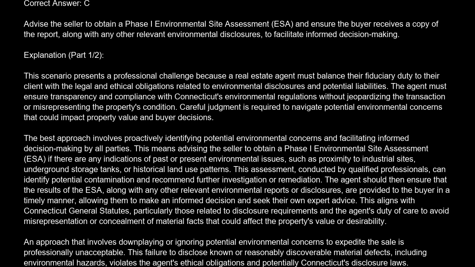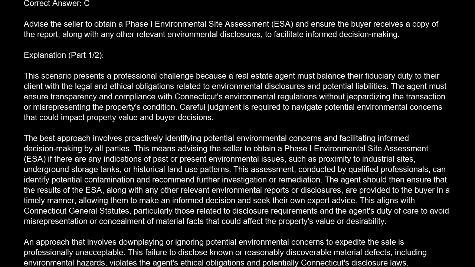This means advising the seller to obtain a Phase I environmental site assessment (ESA) if there are any indications of past or present environmental issues, such as proximity to industrial sites, underground storage tanks, or historical land use patterns. This assessment, conducted by qualified professionals, can identify potential contamination and recommend further investigation or remediation. The agent should then ensure that the results of the ESA, along with any other relevant environmental reports or disclosures, are provided to the buyer in a timely manner, allowing them to make an informed decision and seek their own expert advice. This aligns with Connecticut general statutes, particularly those related to disclosure requirements and the agent's duty of care to avoid misrepresentation or concealment of material facts that could affect the property's value or desirability.